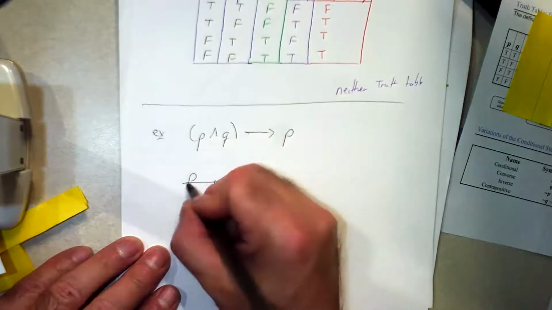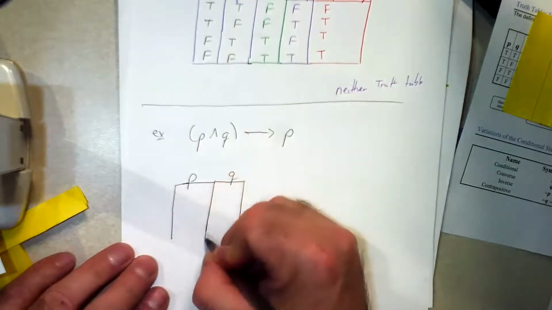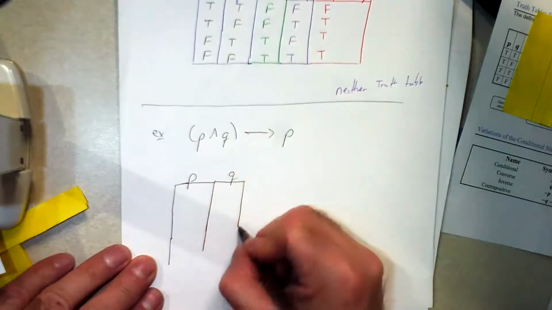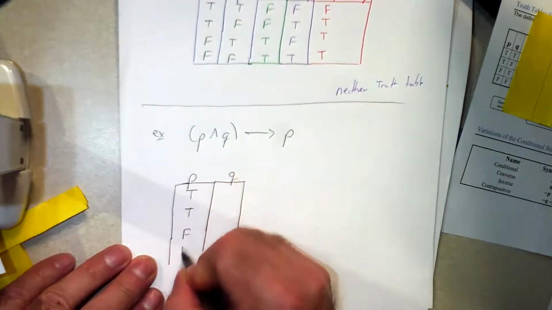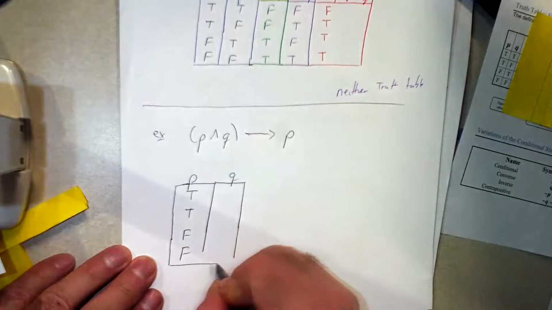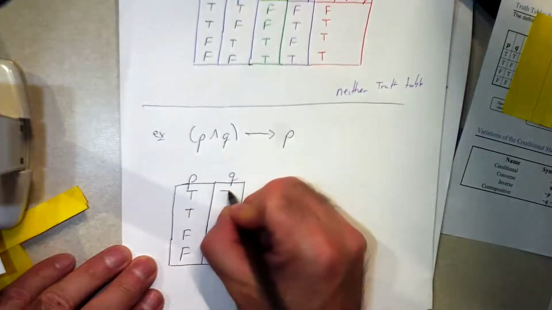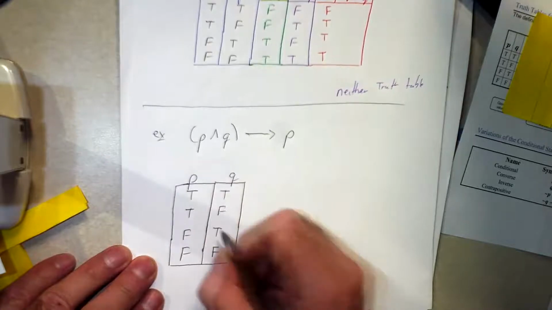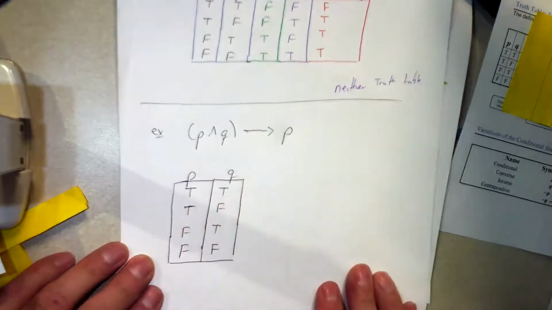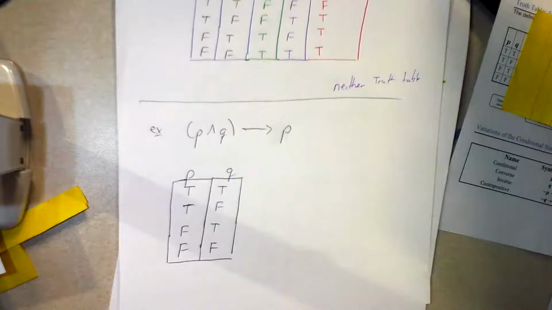All right, and you remember how it goes? How do we start? We went TT, FF, TF, TF. All right, cool. So that's where we start.